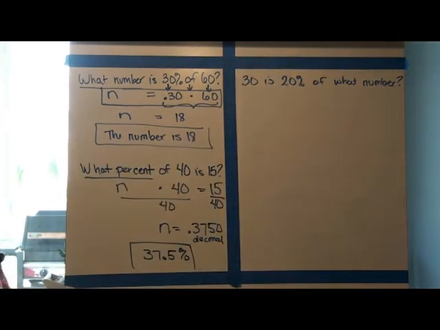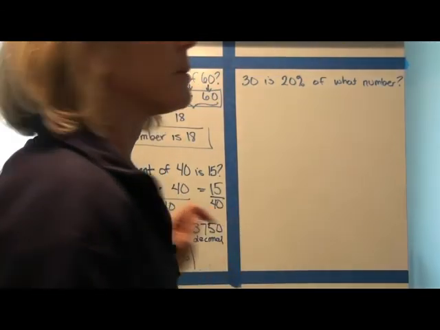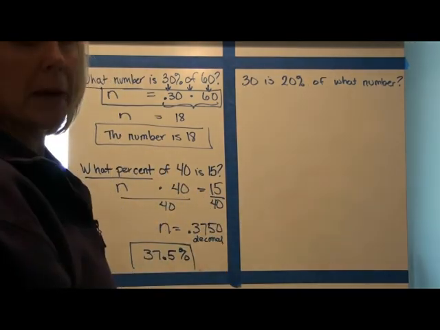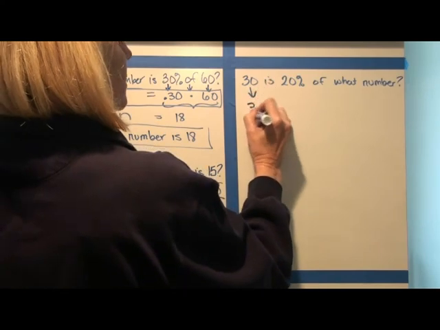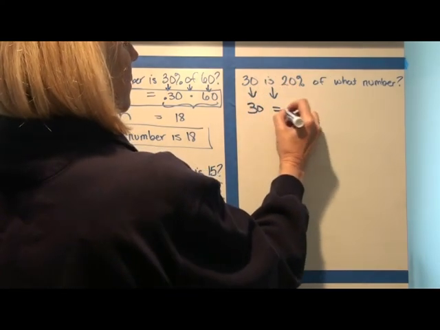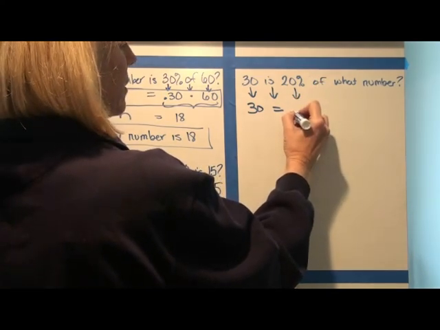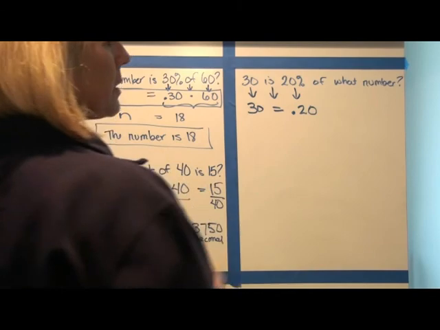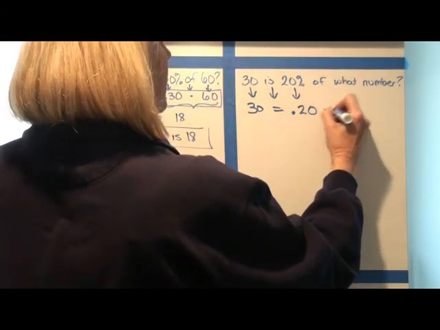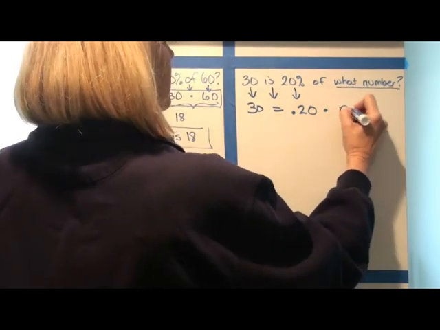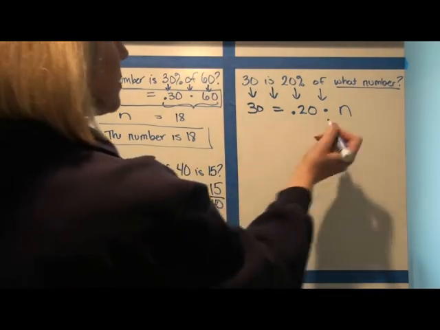Let's look at this last problem. 30 is 20% of what number? So again, keeping in mind this is direct translation that we're working on, 30 stays 30, is becomes equals, 20% we change to a decimal. Very important, change it to a decimal. So 20 hundredths, of is times, and this right here is our unknown. So we have directly translated that into an algebra sentence.